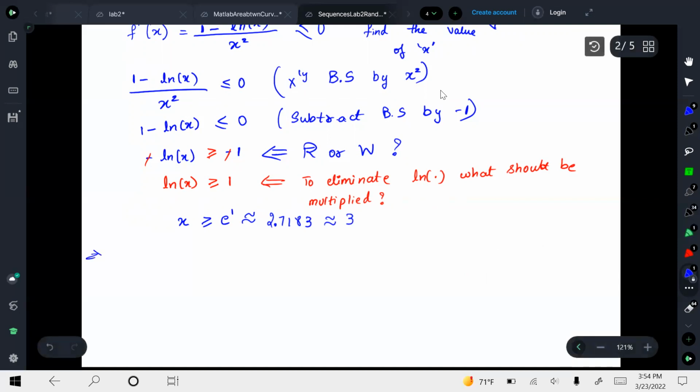Now, the conclusion is, here I told you x is nothing but n, so I'll just change the notation to n again. So this is the answer. After the third term, the sequence decreases.